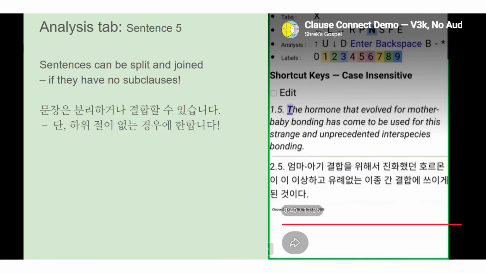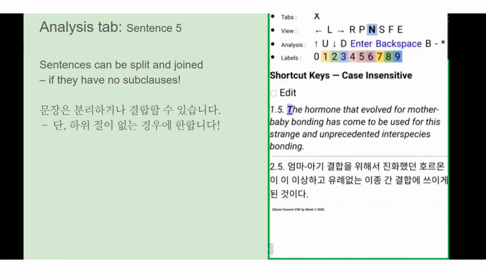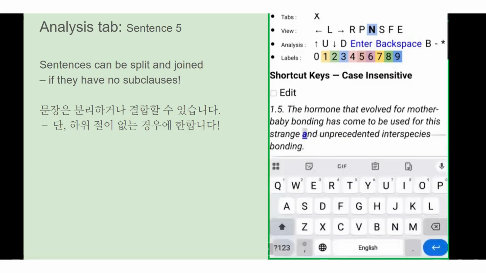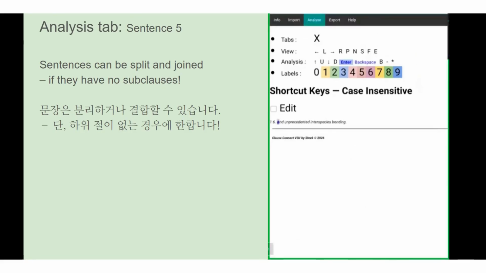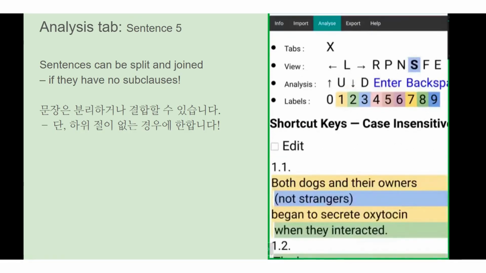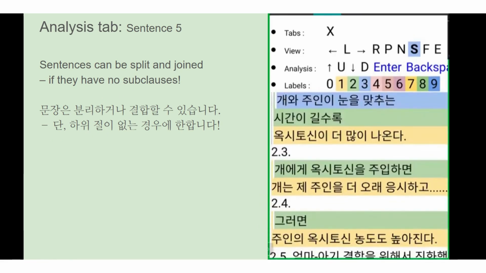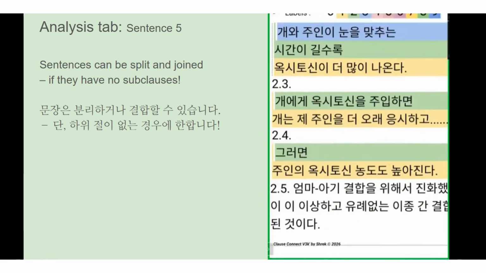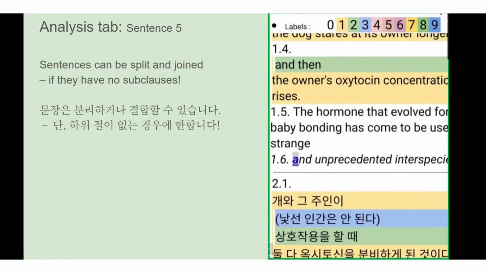Moving on to the last sentence, the split and join operations can also be used for sentences. If we press enter for a sentence with no subclauses, it can be split, and we can do the same with the join. We can join them back together again using Backspace.